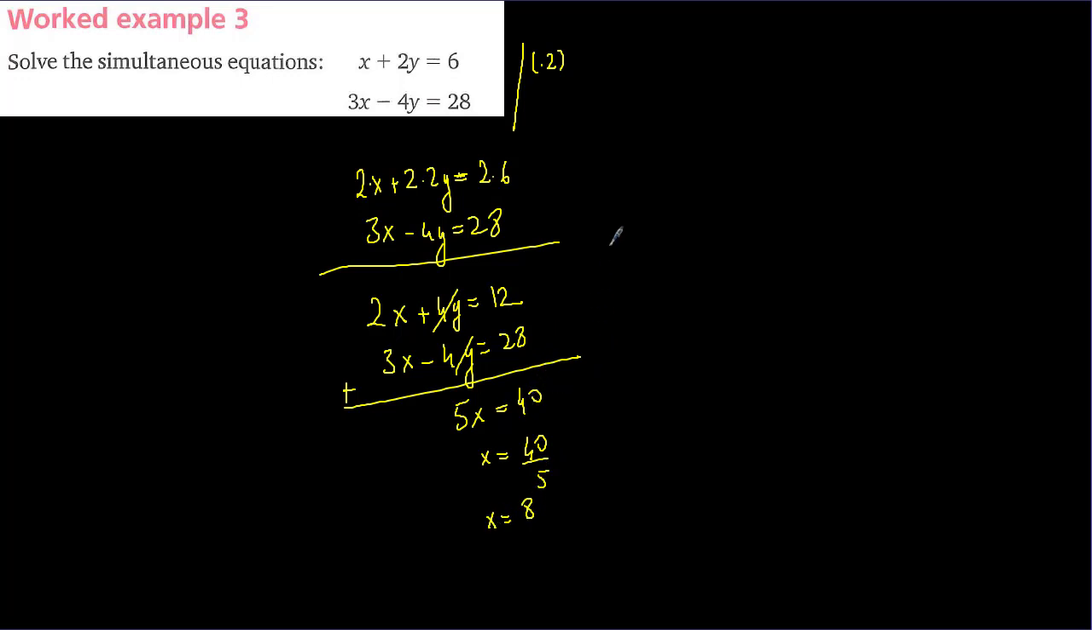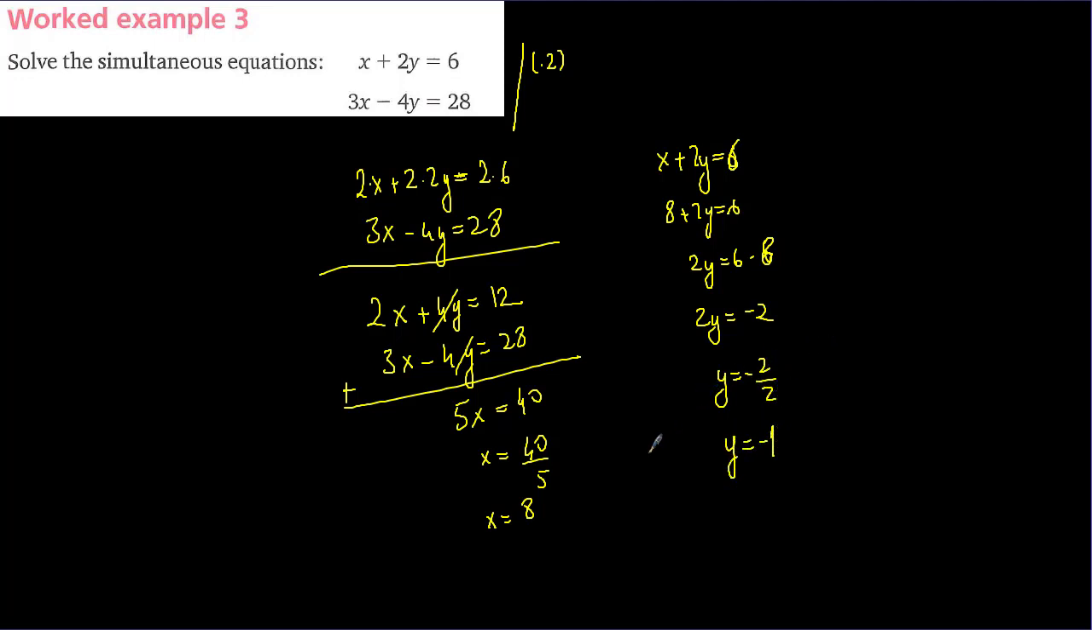Okay, let's find the y value. x plus 2y is equal to 6, so 8 plus 2y is equal to 6. So 2y is equal to 6 minus 8. 2y is equal to minus 2. Y is equal to minus 2 over 2. Y is equal to minus 1.